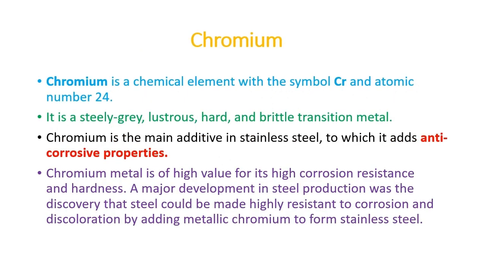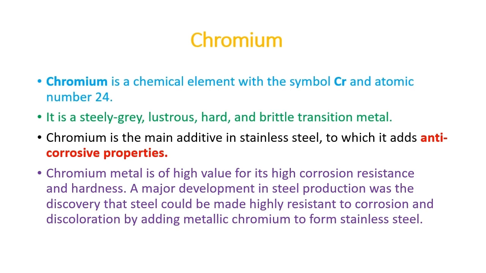Next is chromium. Chromium is a chemical element with the symbol Cr and atomic number 24. It is a steely, gray, lustrous, hard, and brittle transition metal. Chromium is the main additive in stainless steel, to which it adds anti-corrosive properties. Chromium metal is valued for its high corrosion resistance and hardness.